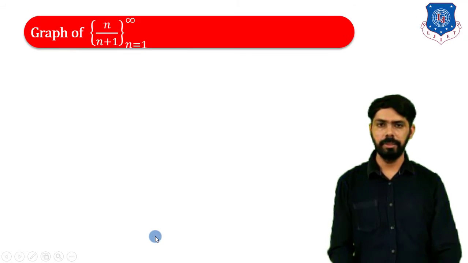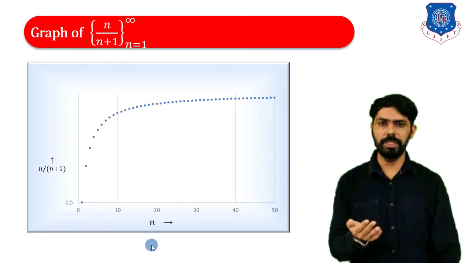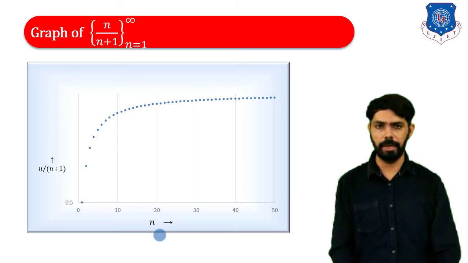Now we will see the graph of the first sequence, that is n divided by n plus 1, where n varies from 1 to infinity. So this is the graph of the sequence n divided by n plus 1. By putting different values of n in n divided by n plus 1, we will get this graph.